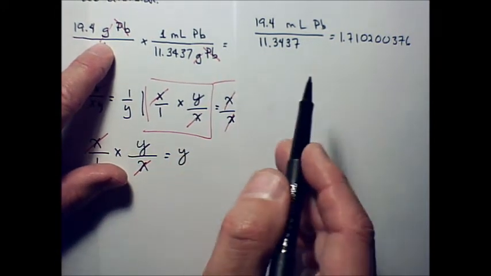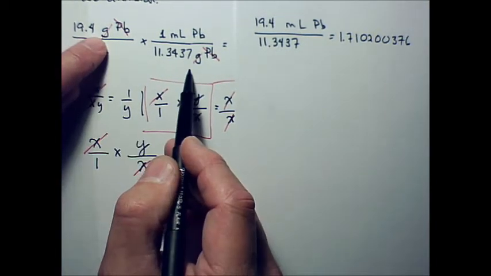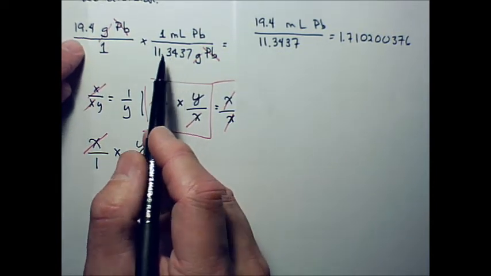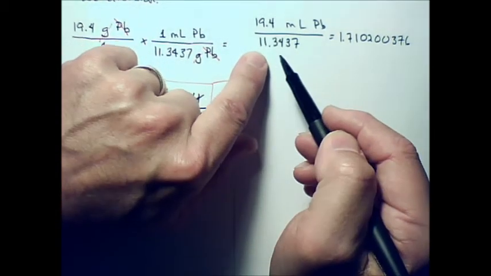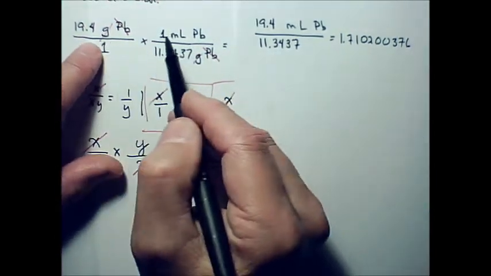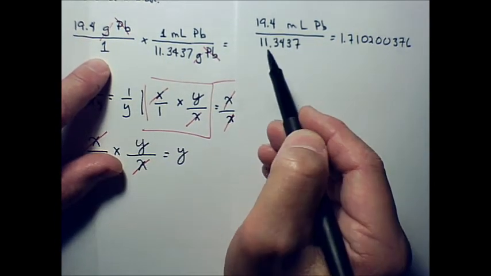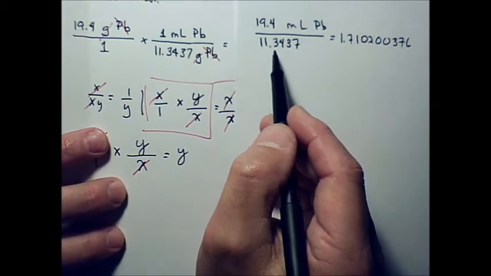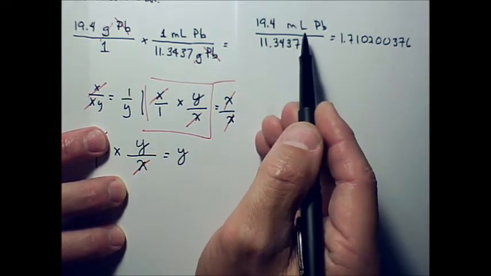It makes it easier. It makes it less complex. I'm talking about on this side. I divided this number by this number. I multiplied this number by 1, I get 19.4. I multiplied this number by 1, I get 11.3437. Since we're not worried about the 1s, we could do the math without all this, couldn't we?